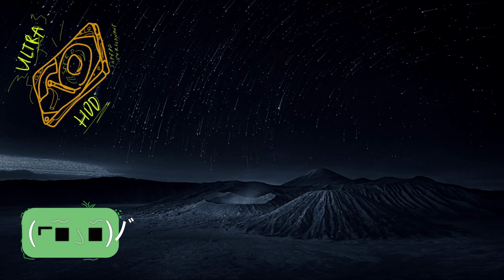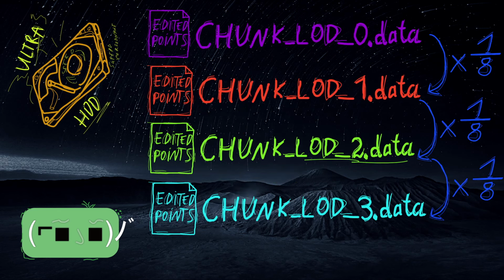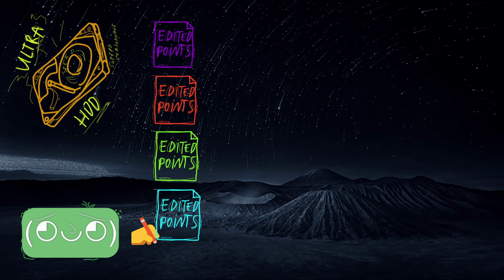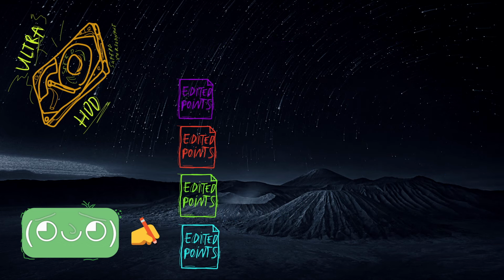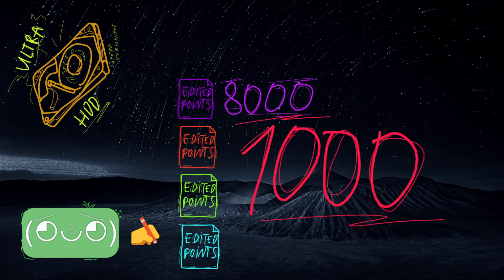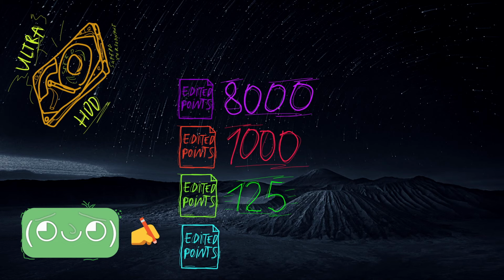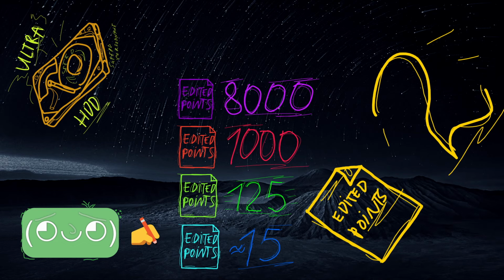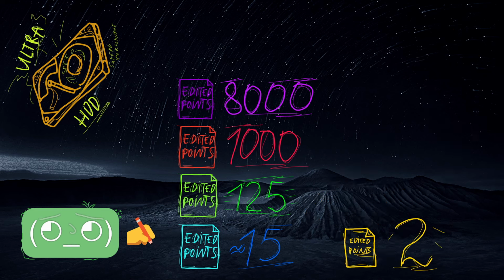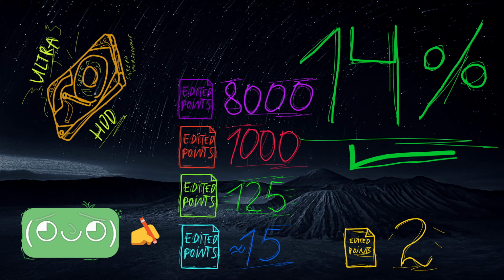Also, the storage usage does not increase that much, as each lower resolution chunk has only 1/8 of the points. So if we want to save 8000 points in the highest resolution chunk, we will be saving 8000 points in the highest resolution chunk file, 1000 points in its parent's file, 125 points in its grandparent's file, about 15 points in its great-grandparent's file, only 2 points in its great-great-grandparent's file, god this is confusing, and overall this approach increases storage usage only by around 14%, and that's quite a reasonable trade-off.